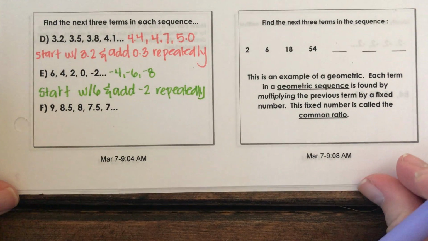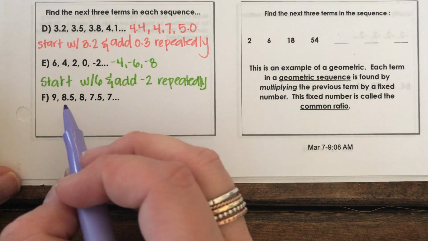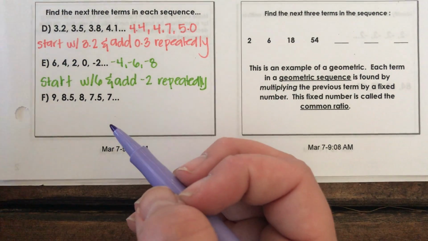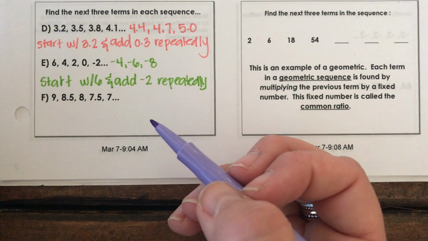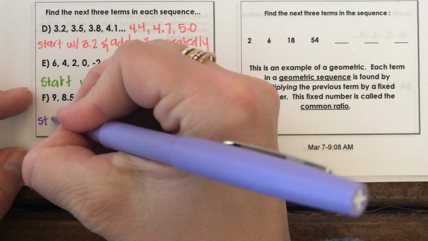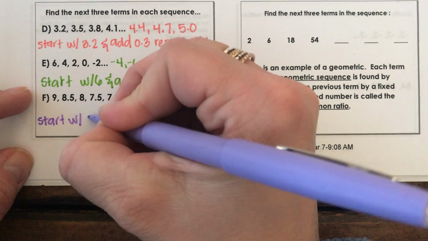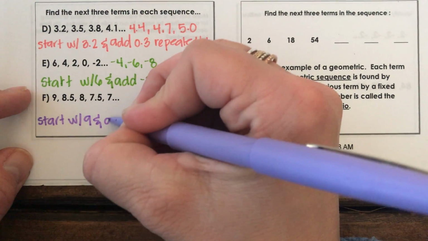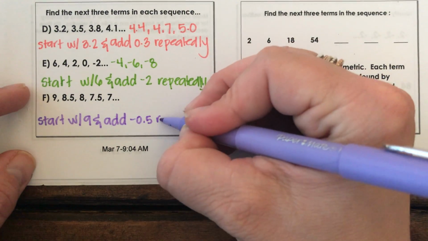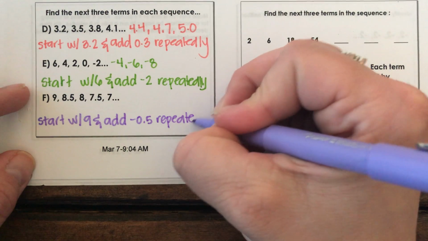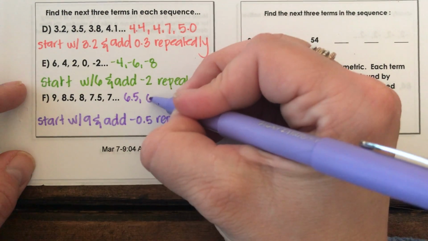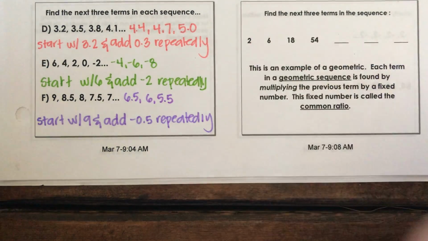Okay, and then on the bottom, we have 9, 8.5, 8, 7.5, 7. So you can probably recognize, well, we're subtracting a half. Well, that's the same as adding -1/2. So we're gonna say start with 9 and add -0.5 repeatedly. Okay, so 6.5, 6, 5.5.